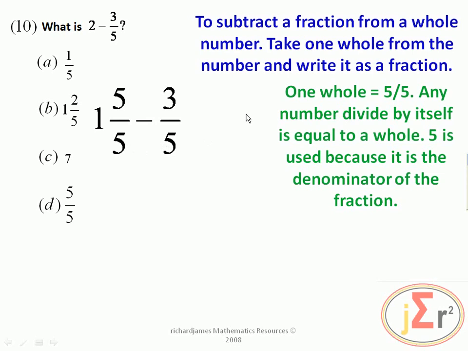5 is used because, why do we use 5? Because we want to subtract the fractions easily, so we write this one with the same denominator that we have right here. So the two of them have the same denominator, but to make this into a whole, the numerator has to be the same. So that is why we write it as 5/5.